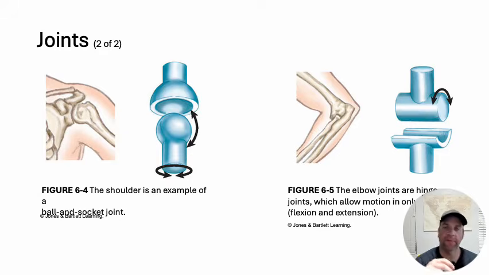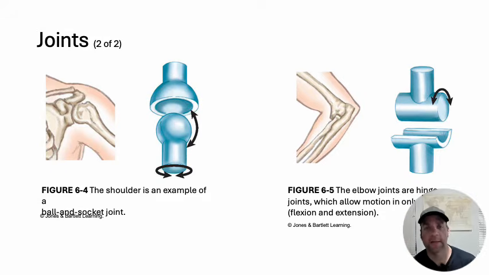So now that we've laid the structural foundation of what a joint is, let's look at the two primary types of joints that you'll encounter most often as an EMT. Those are going to be your ball and socket joints and your hinge joints, along with how their anatomy relates to injury and your overall patient assessment.